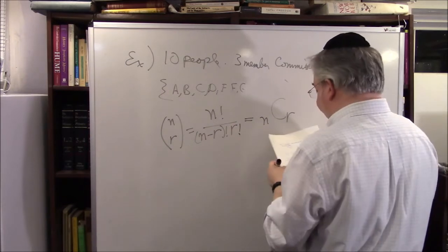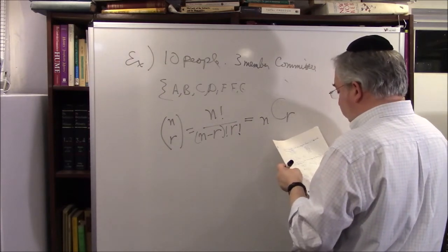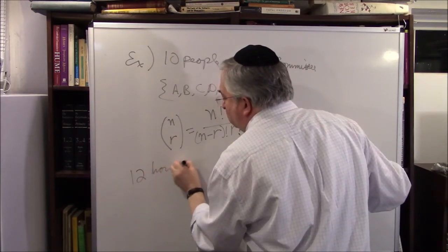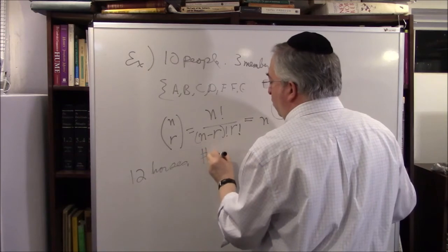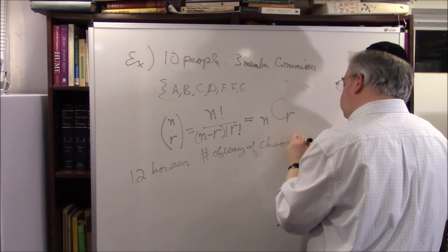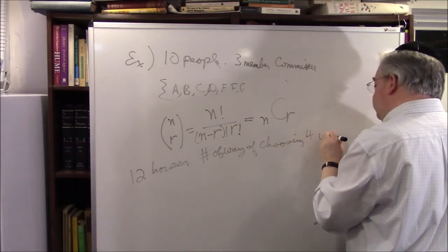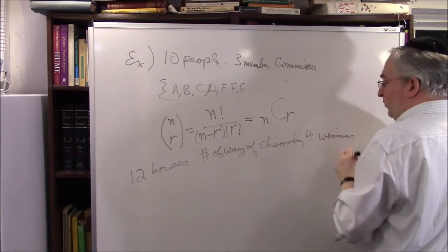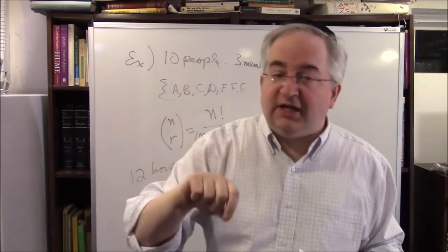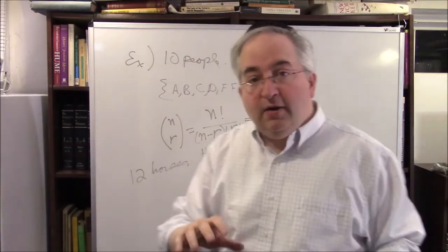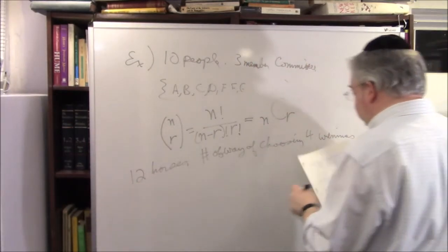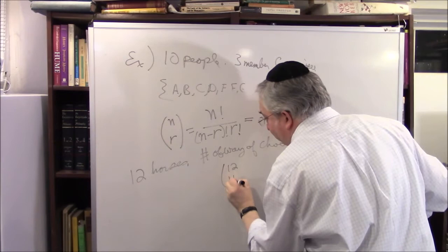Okay, so let's do it again. You're given 12 horses. Number of ways of choosing 4 winners. Okay, so here I'm not interested in who's the first place, who's the second place, who's the third place, who's the fourth place. Here I'm just saying 4 winners. I want to consider them all to be the same, and so the answer is 12 choose 4.